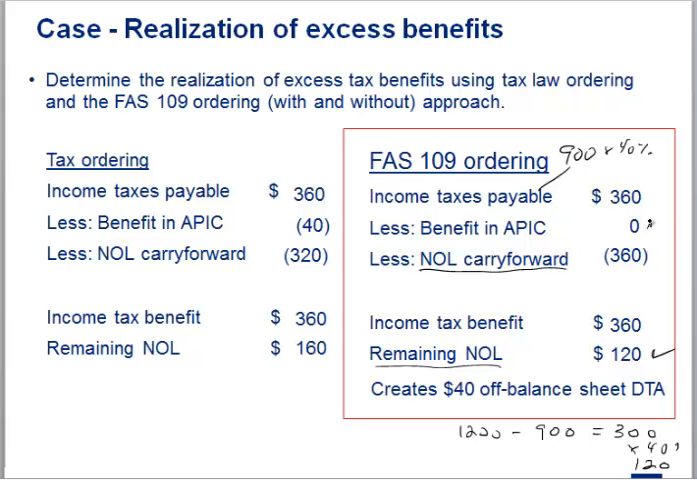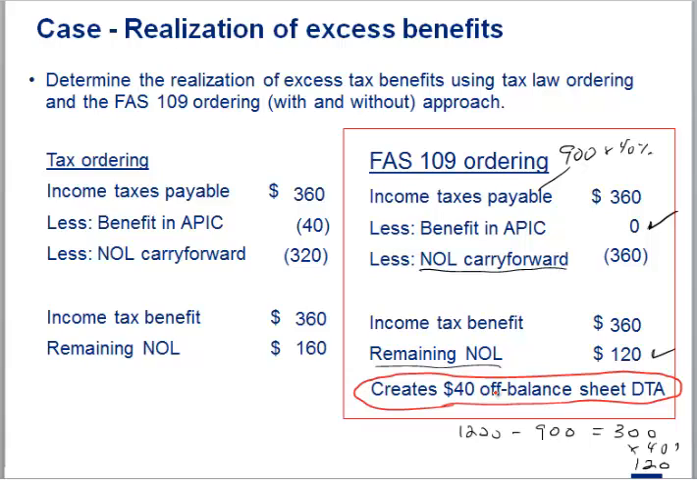and I booked no APIC benefit, right? So what I'm going to do is I'm going to show you 120 of NOL, even though I have 160 really, and that 40, I'm going to pretend it doesn't exist. It's off balance sheet. And in the future, I'm going to use that NOL to save cash tax and book APIC then. Okay? And you guys might be thinking, I like tax law ordering better.